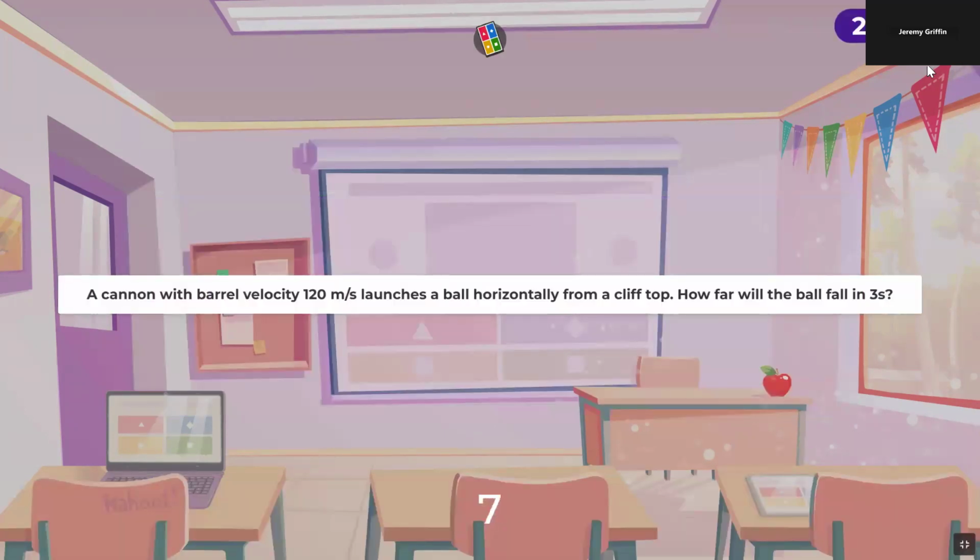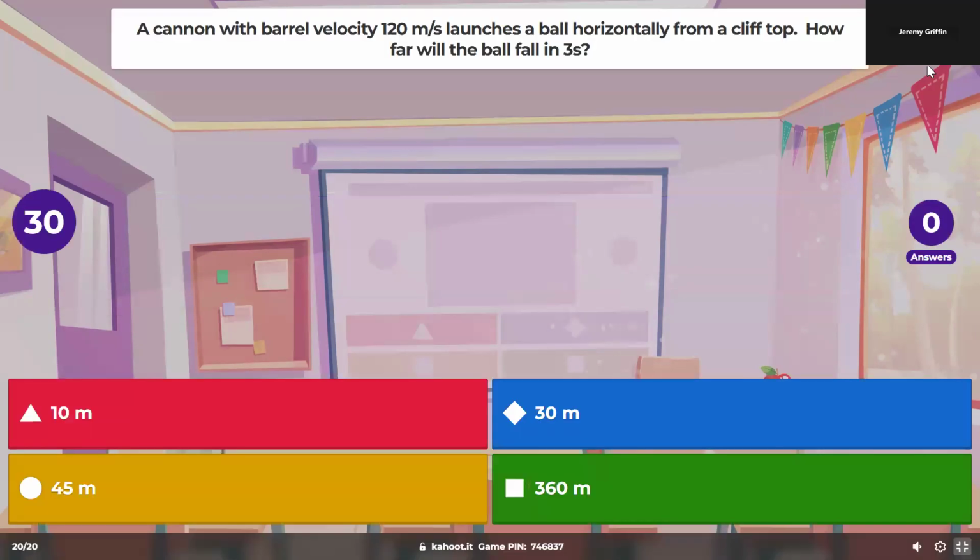For the win! A cannon with a barrel velocity of 120 meters per second launches a ball horizontally from a cliff top. How far will the ball fall in 3 seconds?